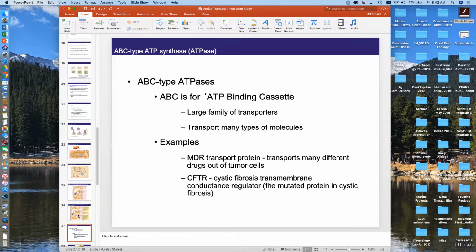So this is the last primary active transporter that I want to talk about. These are the ABC type ATPases. ABC stands for ATP Binding Cassette. So obviously ATP is required to bind to this particular transporter in order to make it work. It is a large family of transporters, and it transports many molecules. So one example is called MDR, or the multi-drug resistant transporters.